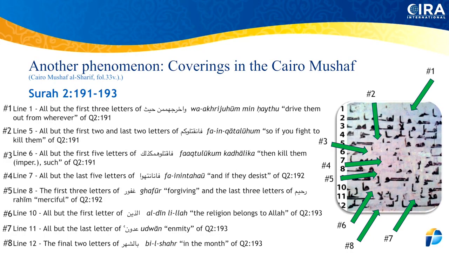So let's look at the first slide here. And here is from the Hussaini manuscript in Cairo. Sometimes it's called the Cairo Mushaf, other times it's called the Hussaini, or the Cairene text is another word they use for it. Right. And it's Surah 2, ayah 191 to 93. So there are three different verses here.